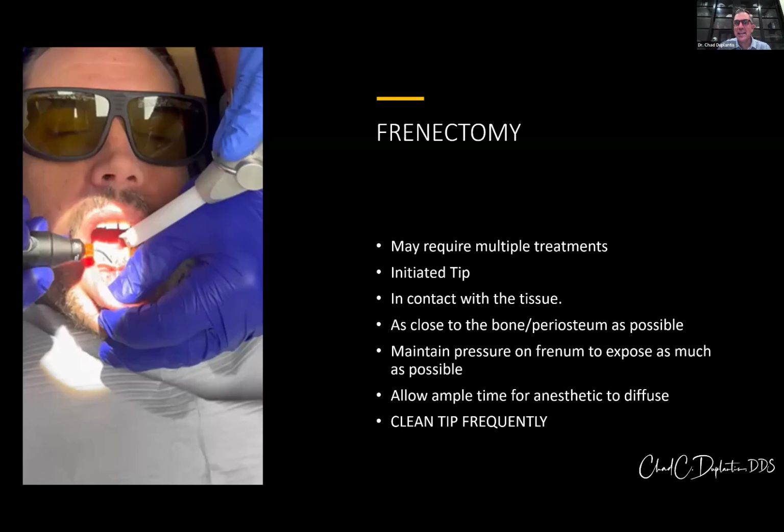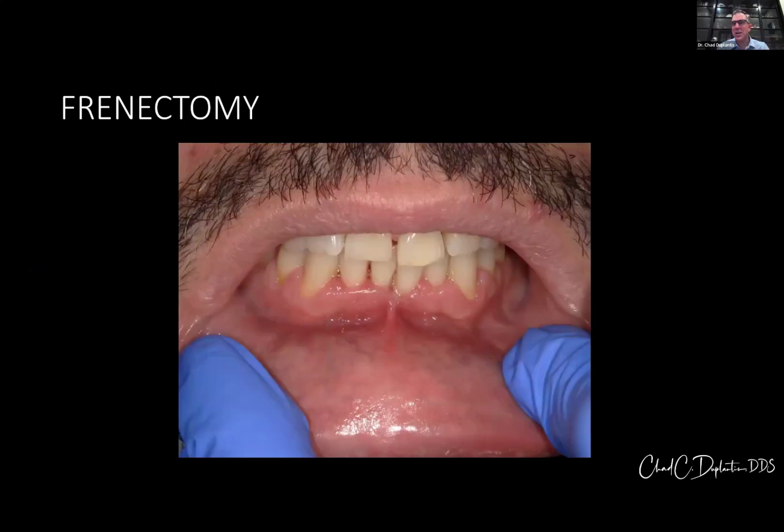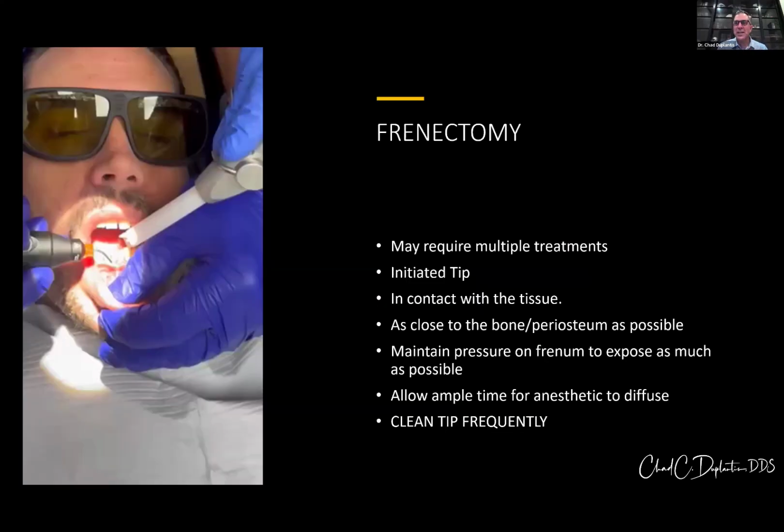I'll let that anesthetic set for sometimes 15 to 20 minutes and let it dissipate a little bit so I can visualize as much of that frenum as possible. Sometimes on these anesthetized patients, you're going to pull that frenum out and you're not going to be able to visualize nearly as much as you could with no anesthesia. So that's why these may require multiple treatments. You want to do it with an initiated tip, and make sure that the tip is in contact with the tissue.